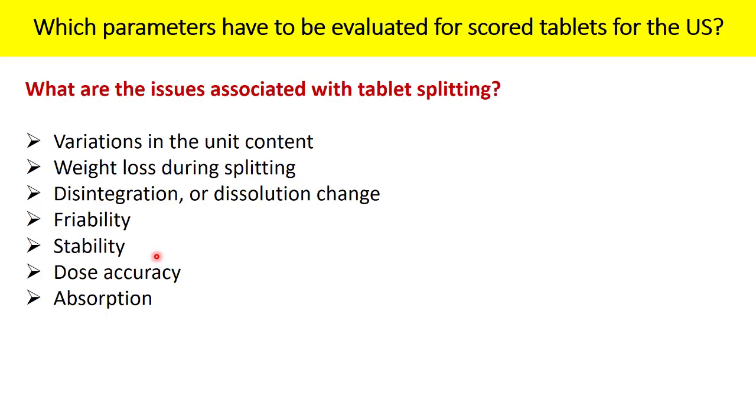The dose accuracy. In case the tablet is not split into uniform units, you may end up consuming either a higher or a lower content of the dosage form, or the drug content, and hence the dose accuracy may be at stake. If the dose accuracy or the dissolution gets changed or varied, then the absorption will also be at risk. So these are the parameters or issues associated with the splitting of a tablet.